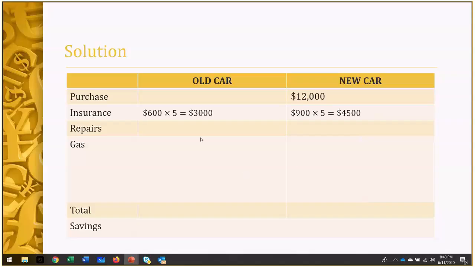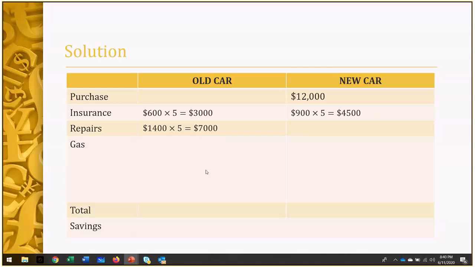Now for repairs, with the old car, we're assuming a $1,400 expense each year for 5 years. So to repair your old car, it's going to cost you $7,000. The new car won't have any repairs because it's under warranty. Then the gas, and this is the big one.